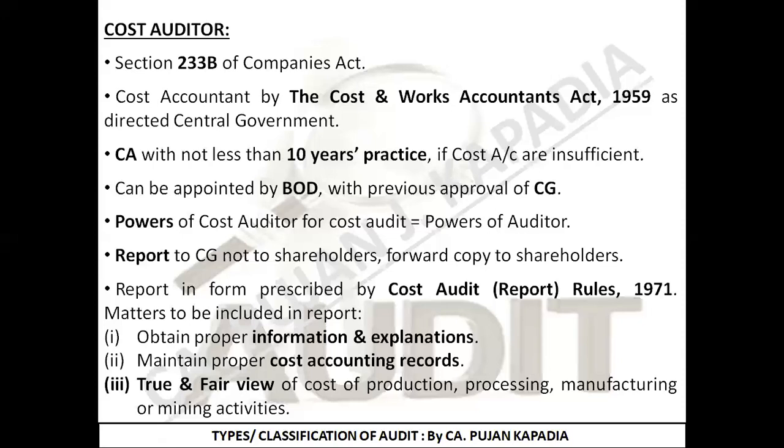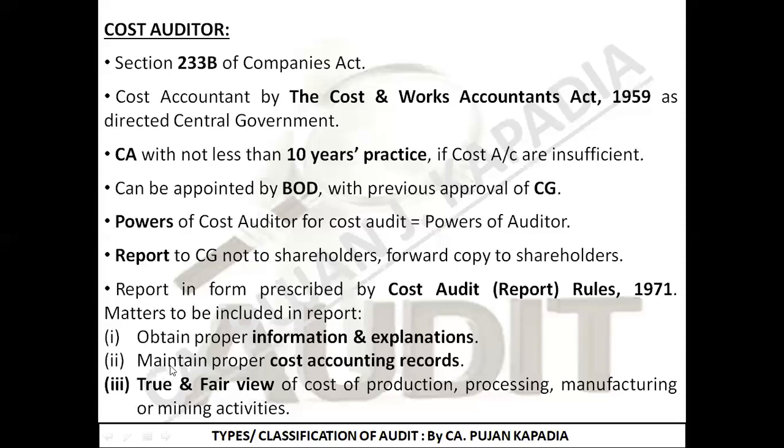So there are 3 important points on which I need to focus. First is obtain proper information and explanation. Whenever I'm checking the verification, the accuracy of the cost accounting records, I need to first of all obtain the proper information and explanations so that I can satisfy myself that the records which are being maintained are up to date, properly verified and up to the mark, that is accurate.